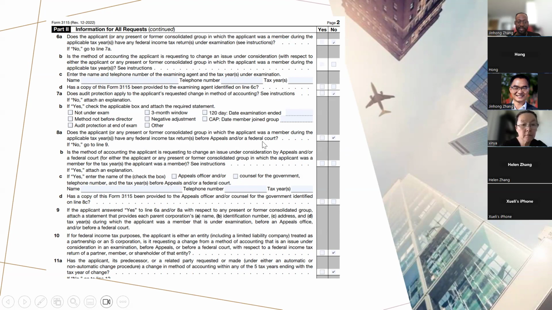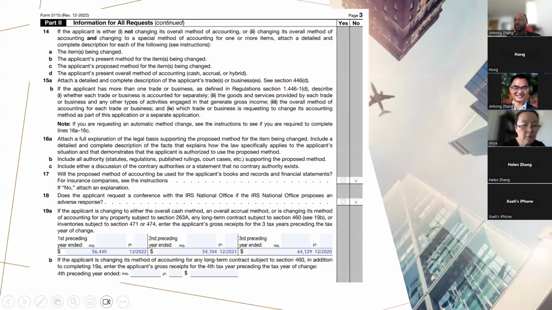Was the application being filled out due to any appeal? No as well. Is this an S corp? No. Is this any related party? That's no. So we continue.